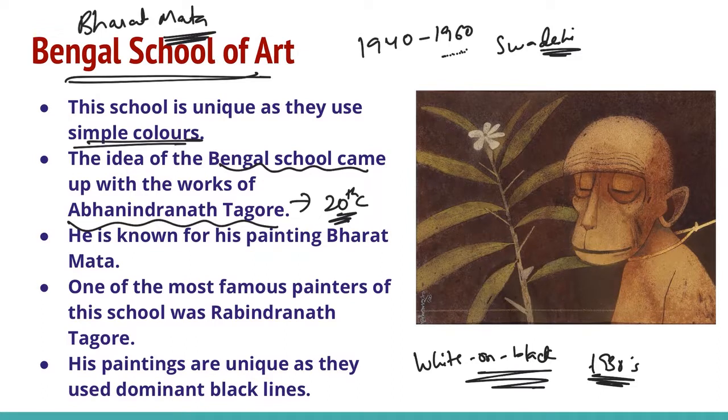One of the famous painters of this school was Rabindranath Tagore, and his paintings were very unique. He used dominant black lines, and that made the subject look very prominent. Rabindranath Tagore also made small size paintings, and some art historians argue that the paintings can be linked to his writings. He wrote very evocative poems, and the same sense of rhythm can be detected in his paintings. He was a deeply spiritual person, and it was reflected in many of his paintings. Many of his students went on to become famous painters of the Bengal School.